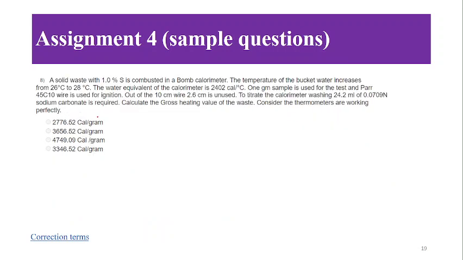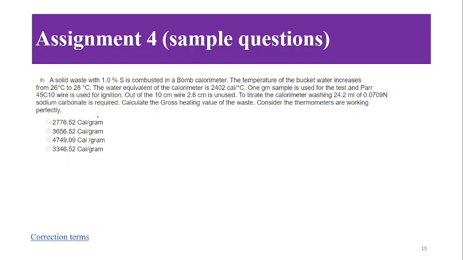Next question, a solid waste with 1% S is combusted in a bomb calorimeter. The temperature of the bucket water increases from 26 to 28 degrees Celsius. The water equivalent of the calorimeter is 2402 calories per degree Celsius. A 1 gram sample is used, so the mass of sample is 1 gram for the test, and a PAR 45C10 wire is used for ignition. Out of the 10 centimeter wire, 2.6 centimeter is unused.